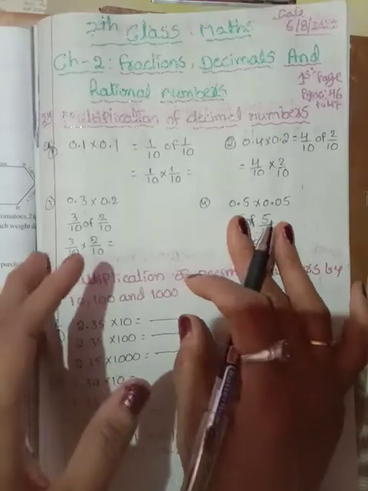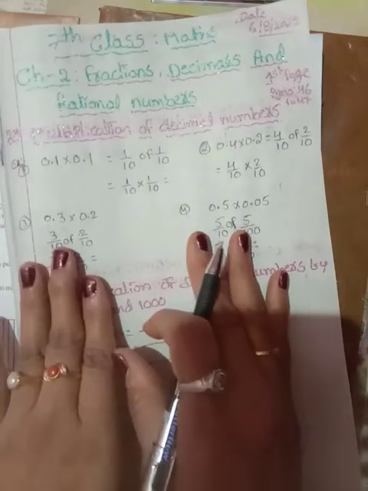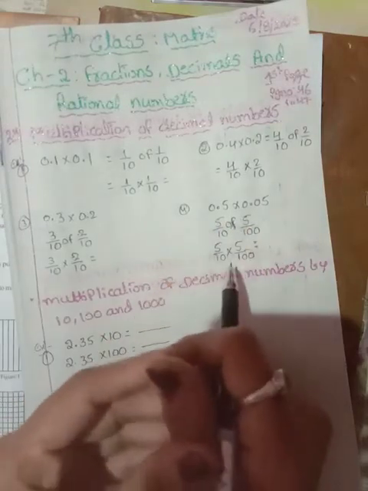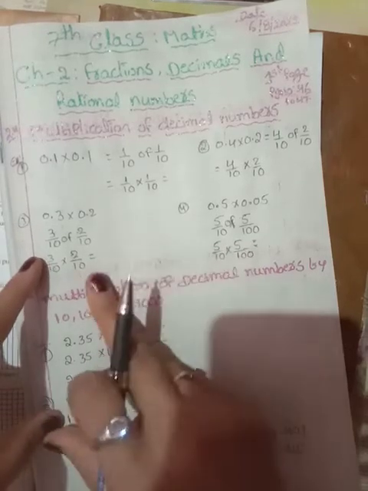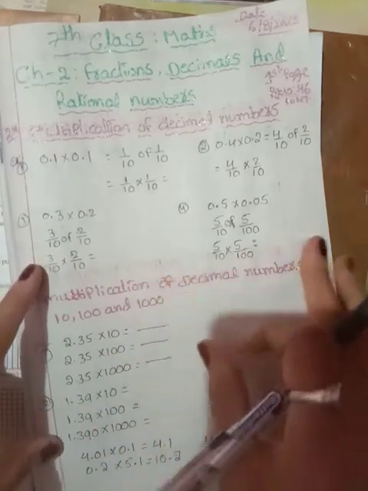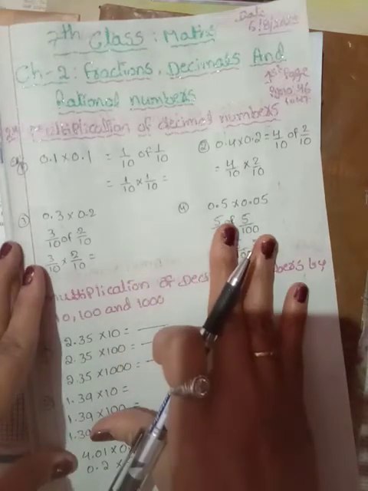Today is 7th class mathematics, chapter number 2, fractions, decimals and rational numbers. Today there is no blackboard because there is no light. So I am explaining all the problems on the notebook only.